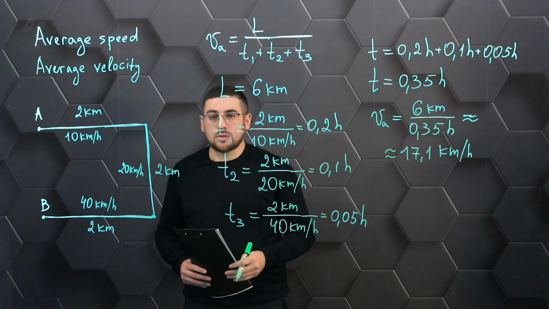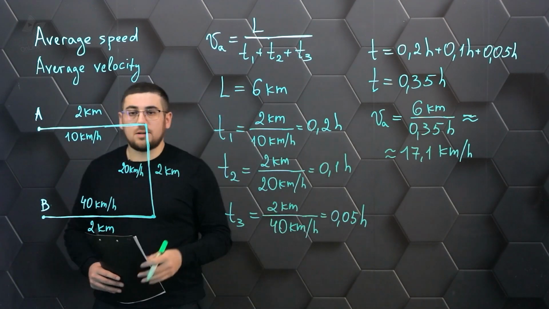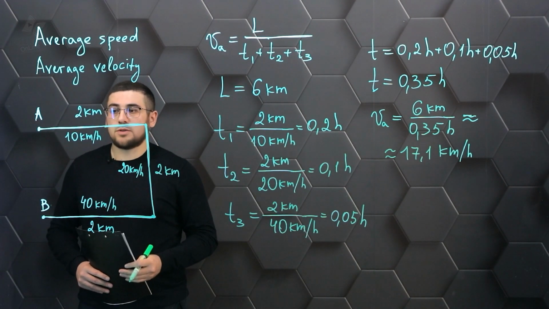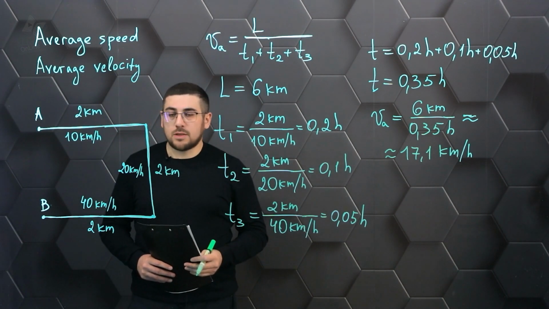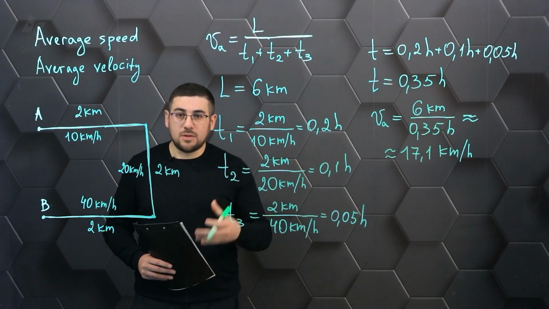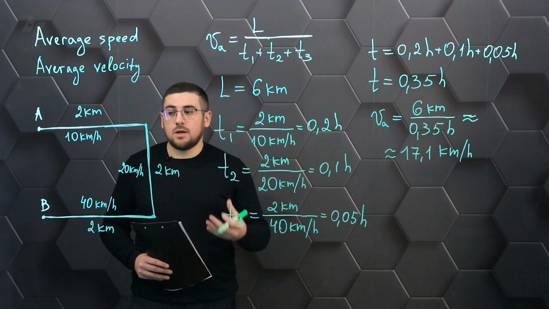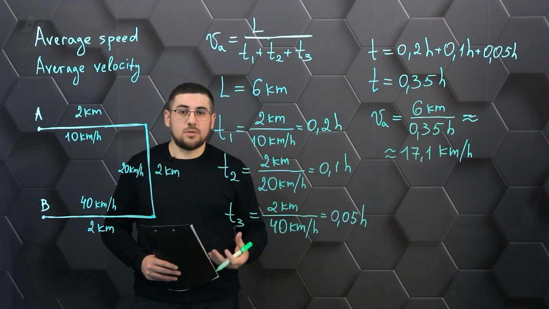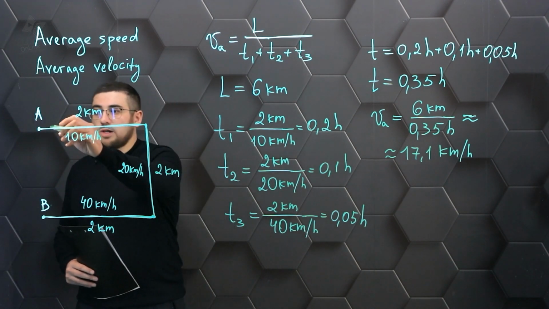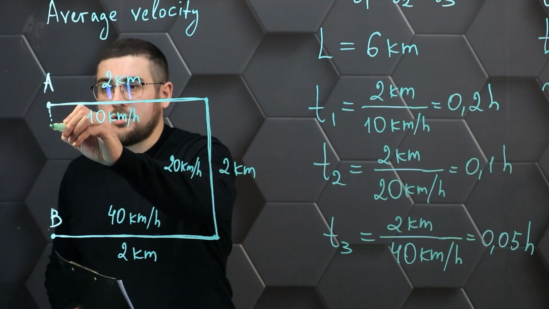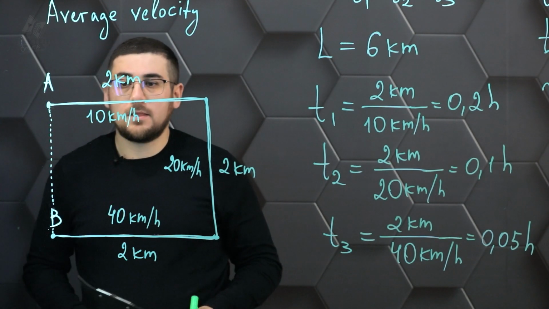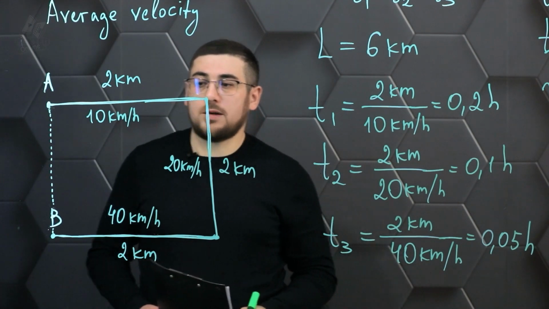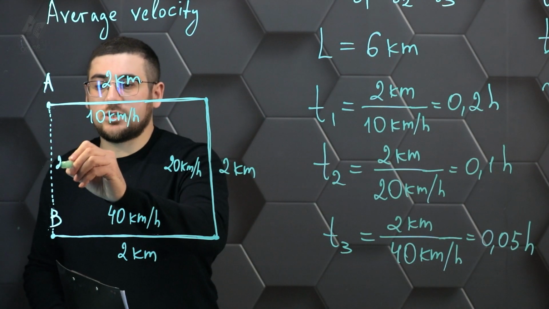Now let's see what the average speed by direction is. To do this, you and I must understand that we will calculate the average speed as the ratio of the displacement made by a given body to the time for which this displacement was made. What is displacement? Displacement is a segment connecting the initial point and the end point of the trajectory. In this case, we see that the displacement made by this body will be 2 kilometers.